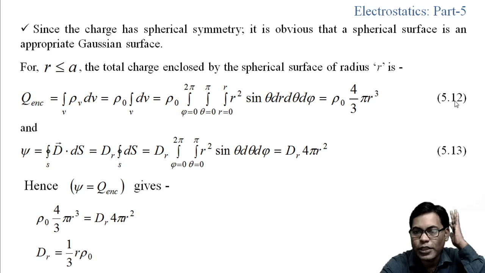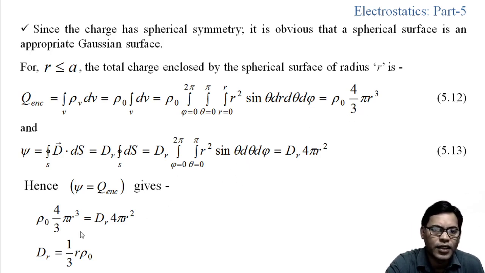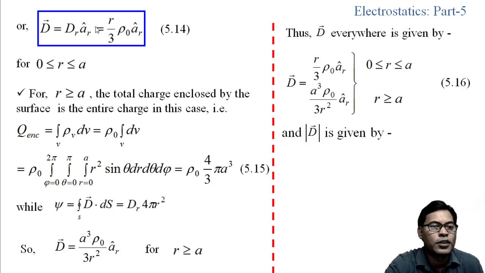Now comparing equations 12 and 13, we have rho naught times 4 by 3 pi r cube equals D_r times 4 pi r square. From that, D_r equals 1 by 3 r rho naught. So as we got D_r, we can find D equals D_r a_r. So D equals 1 by 3 r rho naught a_r. This is equation 5.4, and this expression is valid when r varies from 0 to a.